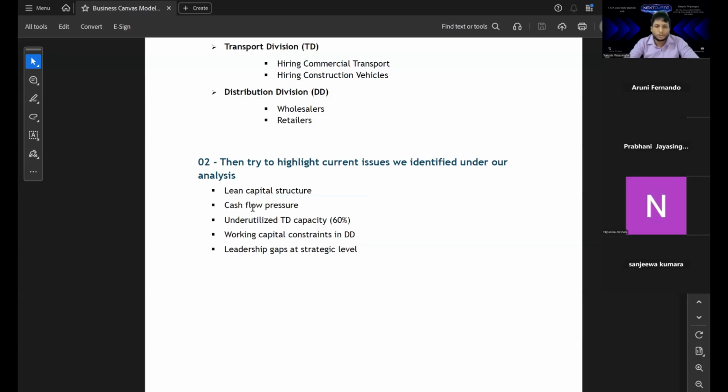Audited financial statements are also not available, but you know that story. At the last minute, based on your request, I started to discuss the business model. Now, please take that knowledge to here as well. Then underutilized TD capacity, which is where you talk about transfer pricing and interdivisional synergies. Then the working capital constraint in the distribution division, where you discuss the cash conversion cycle. I think you remember. Then the leadership gap at the strategic level.